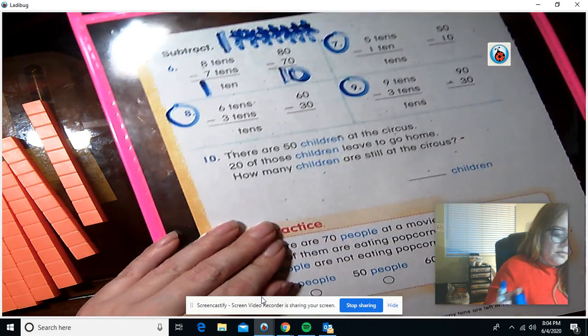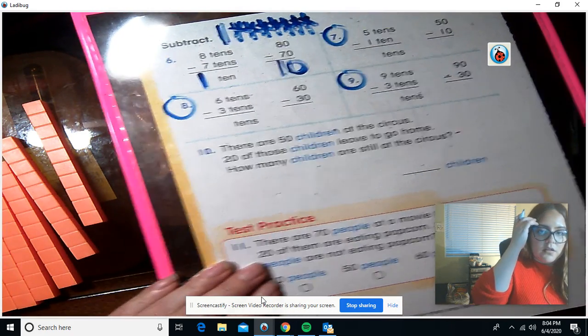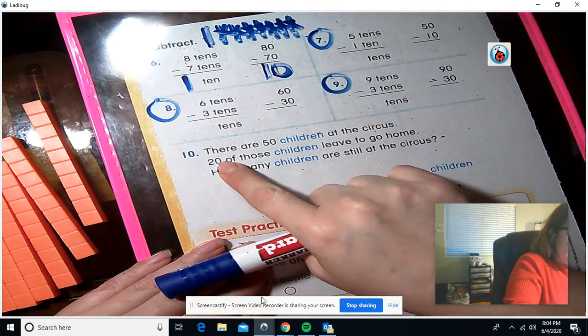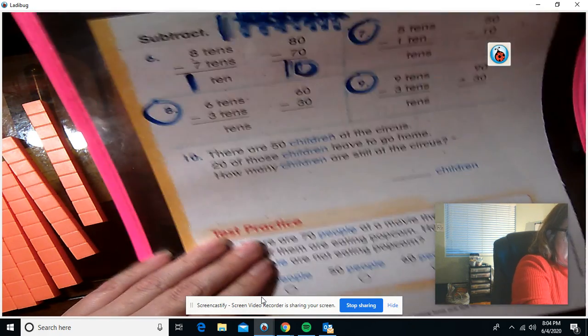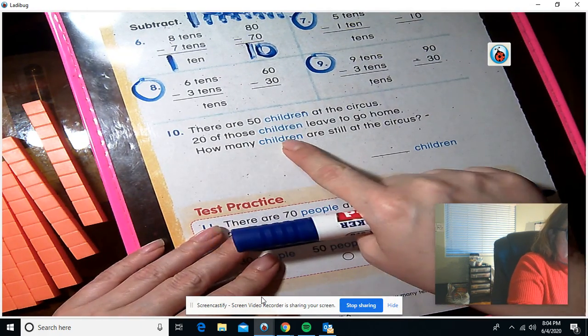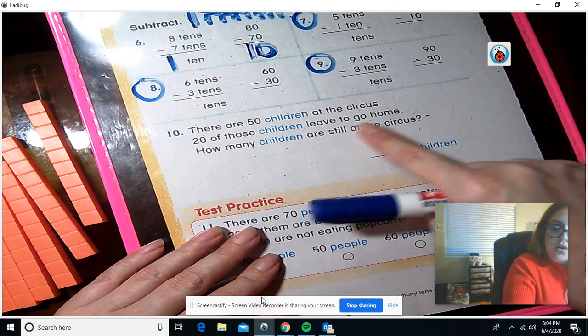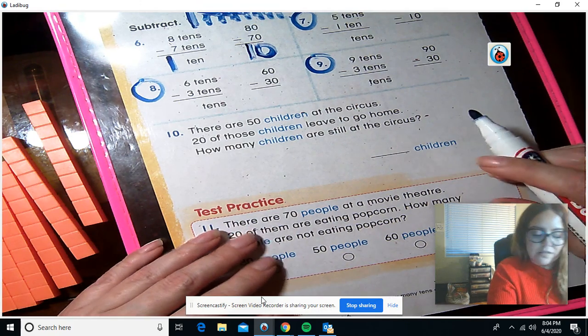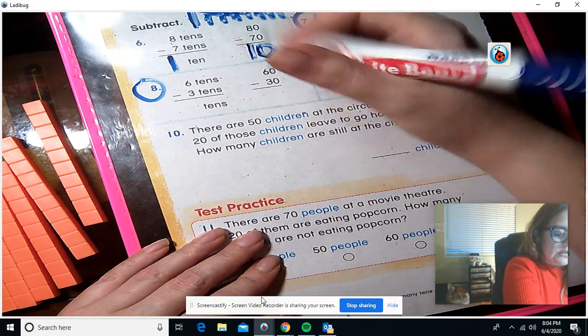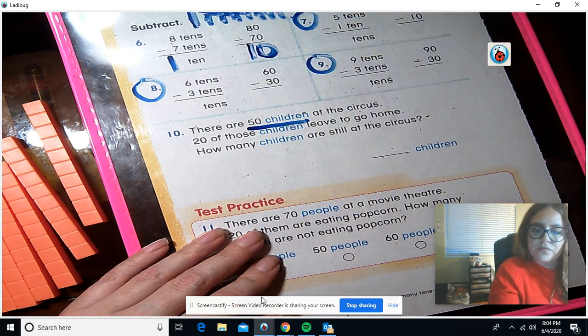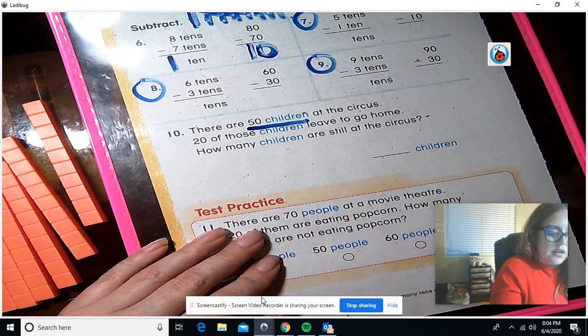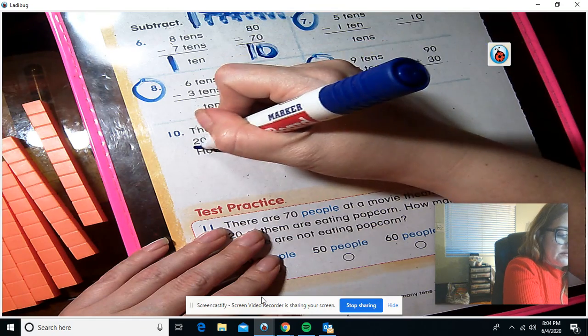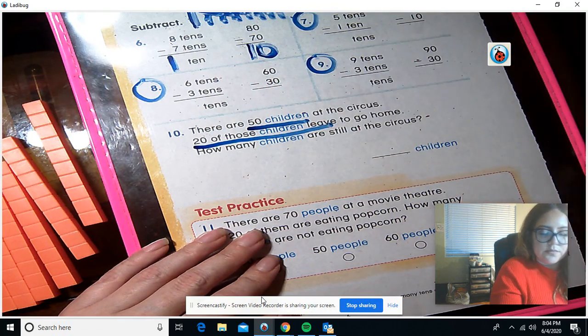Let's look at the word problem number 10. Number 10 says, there are 50 children at the circus. 20 of those children leave to go home. How many children are still at the circus? So there are 50 children. Let's underline what we know. There's 50 children at the circus. 20 of these children leave to go home.